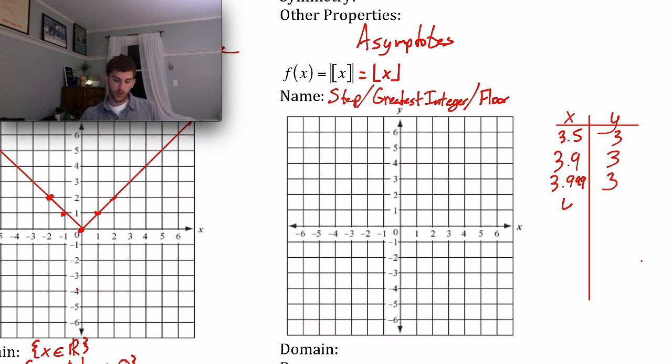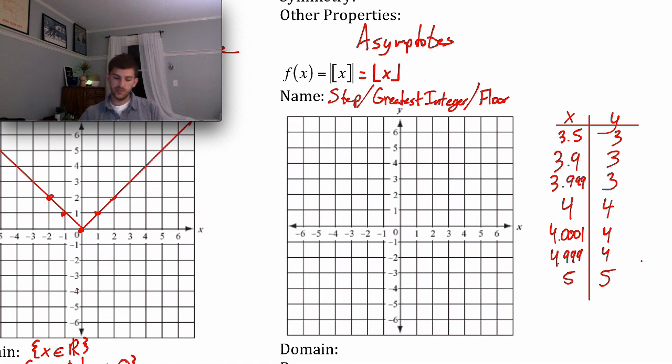Once we hit 4, to round to the nearest integer, it's just 4. Then if I were to do 4.0001, it would still round to 4. 4.999 would round down to 4. But then once we hit 5, it would round up to 5.